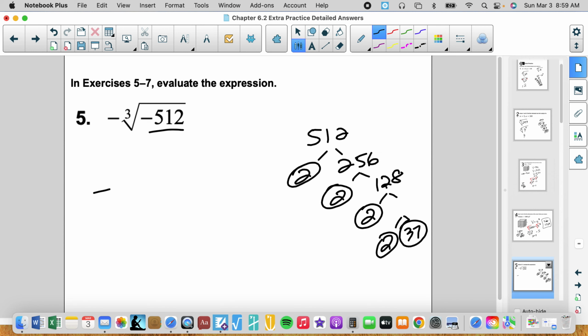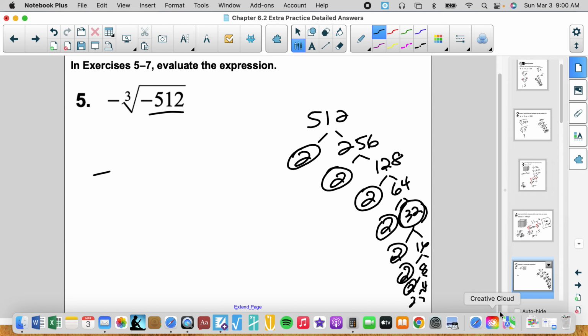That's going to be 64. That's going to be 32. Oh my gosh, this is going to be some power of 2. Okay, 32 is 2 and 16, and 16 is 2 and 8, is 2 and 4, is 2 and 2. So we have 1, 2, 3, 4, 5, 6, 7, 8, 9. So we have 9 of these.